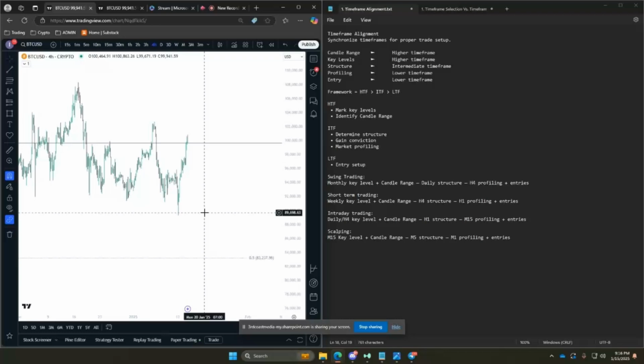Now we'll go further into detail on entry models and how to actually decide when to enter a trade, whether you want to go long, which means to bet that it's going to go up, or go short, which means to bet that it's going to go down. We'll go over those strategies in more detail in later chapters, but for now, I just want you to understand how to align the time frames using the higher time frame along with the intermediate time frame and then the lower time frame.